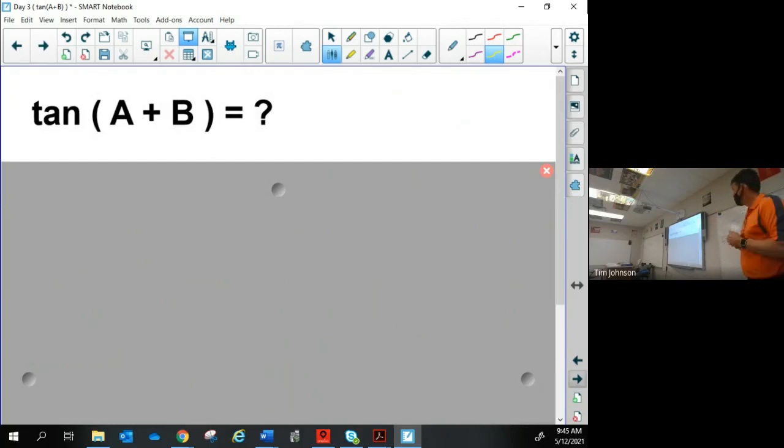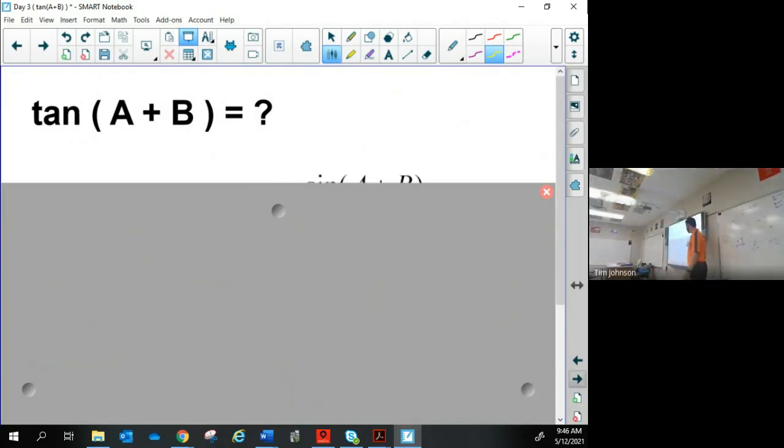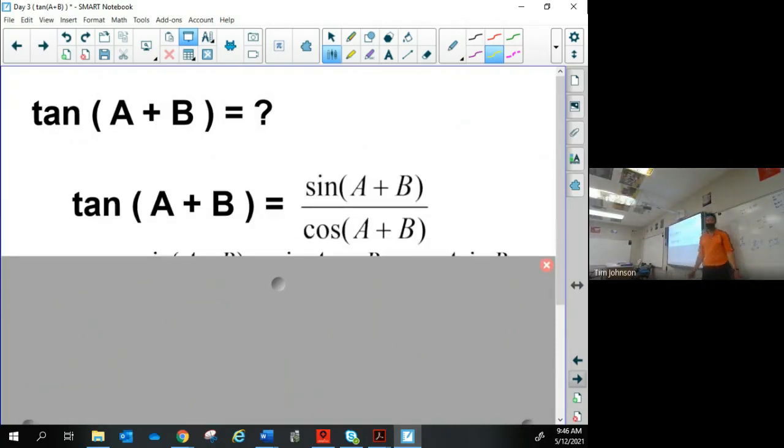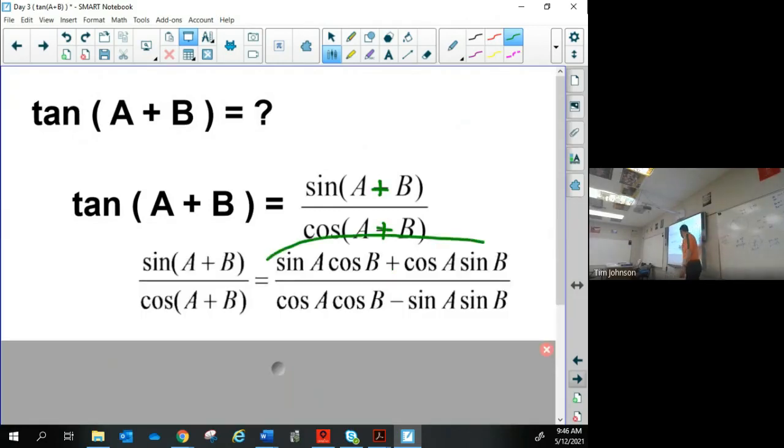The only thing that I'm not going to make you responsible for is the proof. Where did this rule come from? Well, I think the first couple steps is pretty self-explanatory. Isn't tangent sine over cosine? Right? And this right here is the sine sum rule, and here's the cosine sum rule, which gets us down to this right here.